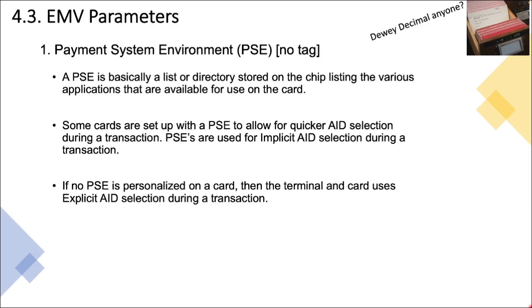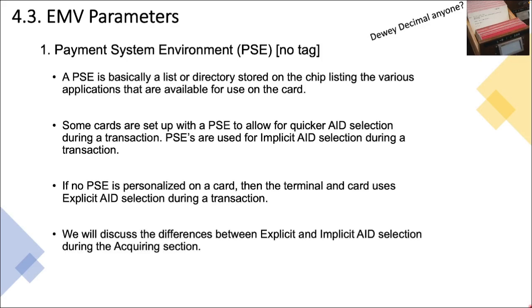If you have a card that is not personalized with a PSE, then during a transaction, we use a process called explicit AID selection. Now, you're probably wondering, what is implicit AID selection, explicit AID selection, and maybe even what's an AID, right? So don't stress too much about it. When we go into the acquiring section in one of my later videos, we will discuss the differences between explicit and implicit AID selection as we walk through the step-by-step transaction flow and how the applications are selected. In terms of what is an AID, just hold on to your seats. We are about to discuss this in the next slide.